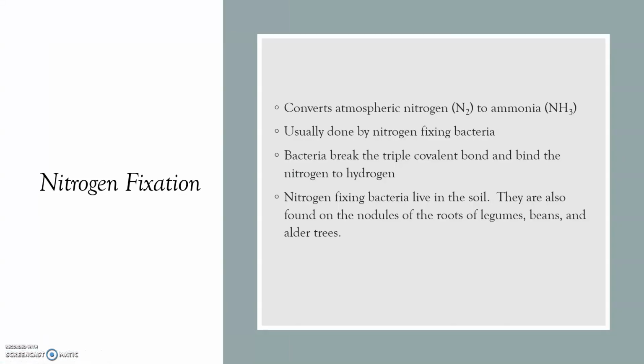The first process being examined in the nitrogen cycle is nitrogen fixation. The process of nitrogen fixation breaks the triple covalent bonds in atmospheric nitrogen and binds each nitrogen to 3 hydrogen atoms, making ammonia. This is done by nitrogen-fixing bacteria that live in the soil. These bacteria are very common on the nodules of roots of legumes, beans, and alder trees. Lightning can also break the triple covalent bond in atmospheric nitrogen and aid in nitrogen fixation.